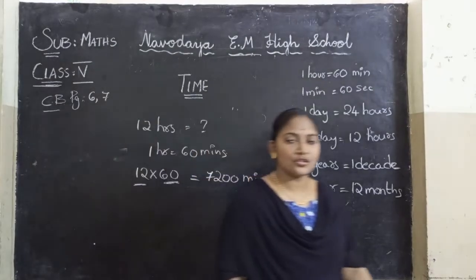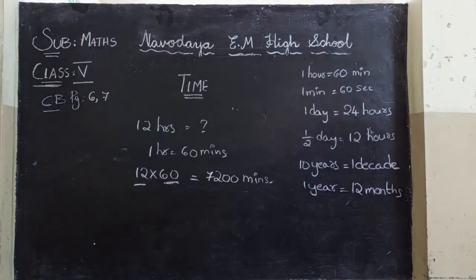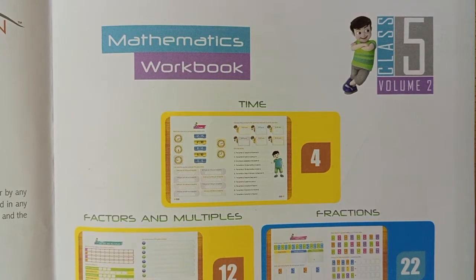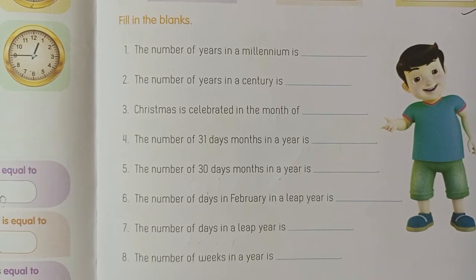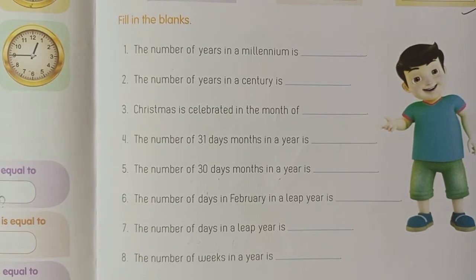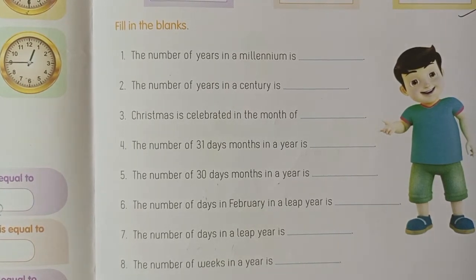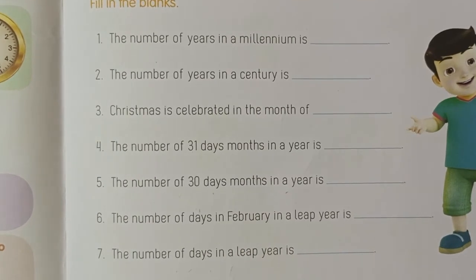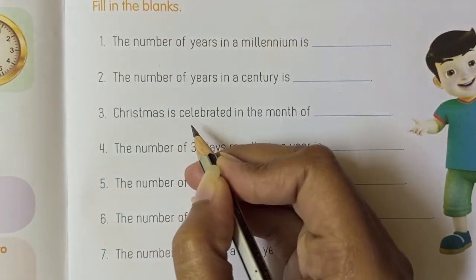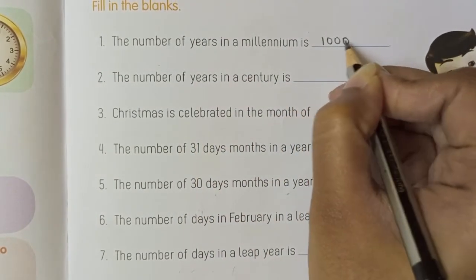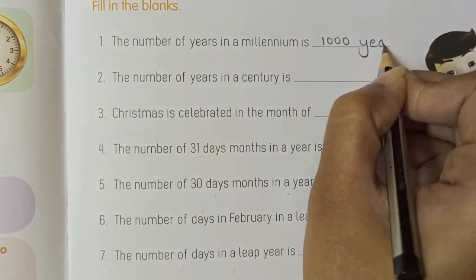Now all of you take out your maths workbook, volume 2, page number 4. See the first blank. The number of years in a millennium is? Number of years in a millennium is 1,000 years. So write 1,000 years.